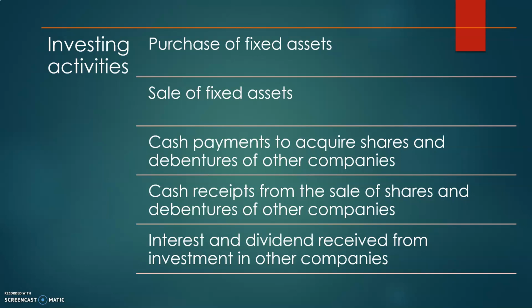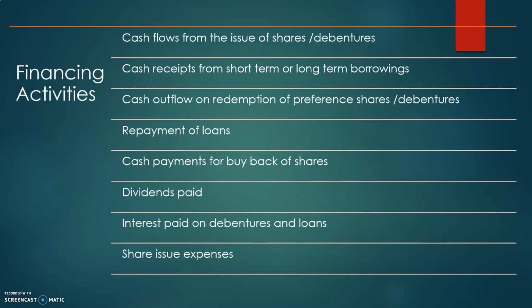Interest and dividend received from investment in other companies. When you are investing in the shares and debentures of other companies, you may get interest or dividend, as the case may be. Those are classified as cash inflows from investing activities. So interest and dividend received by you will come under investing activities. But if you are paying it out, that is related with financing of your company, no? So that will be grouped in the next activity only. So let us see which is the next one.